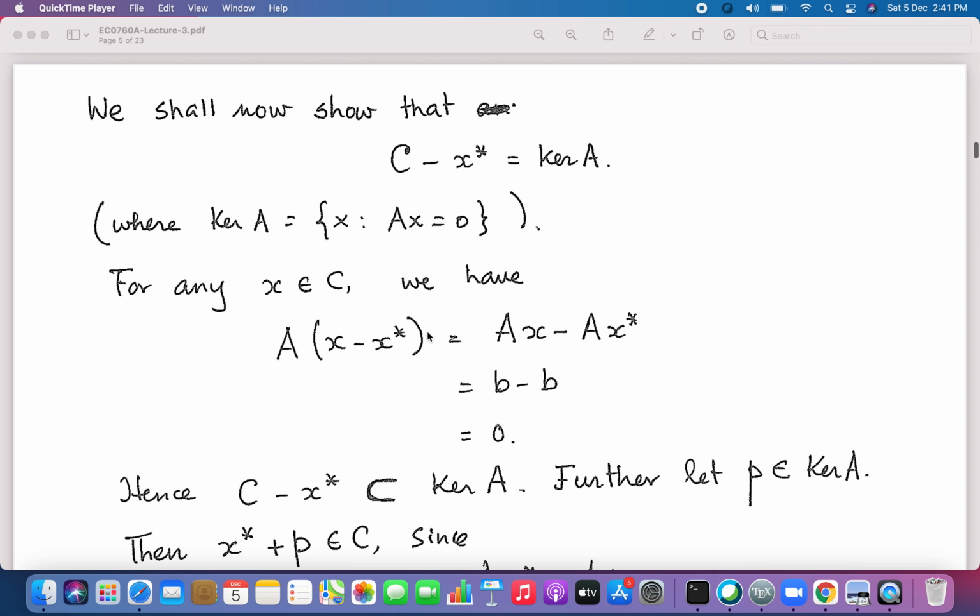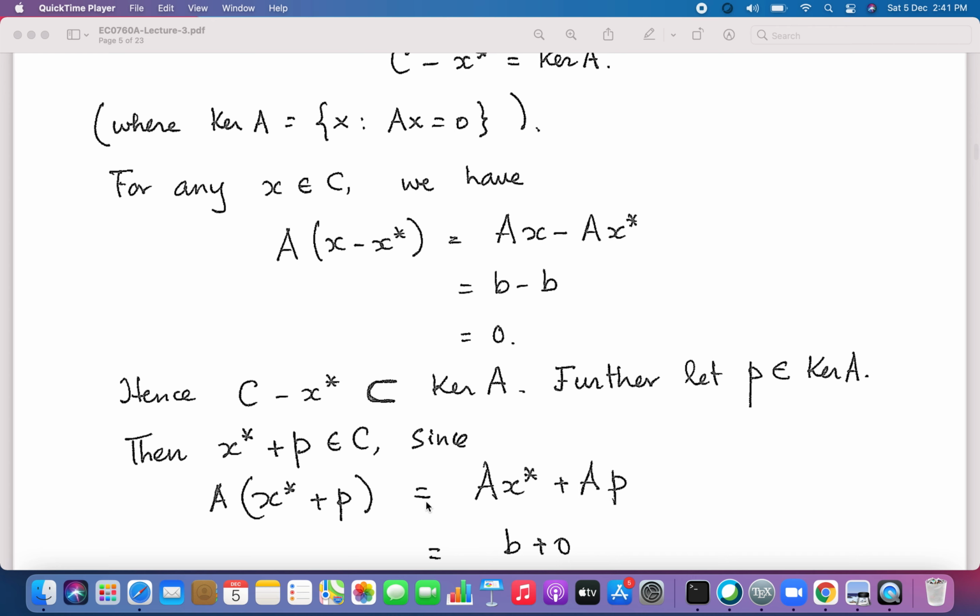Now for any x element of C, we have A of x minus x star. So x is in C, so x minus x star is in C minus x star. So A of x minus x star is Ax minus A x star. Ax is equal to B because x is in C, and B minus B equals 0. So x minus x star is an element of the kernel of A. So C minus x star is a subset of the kernel of A.